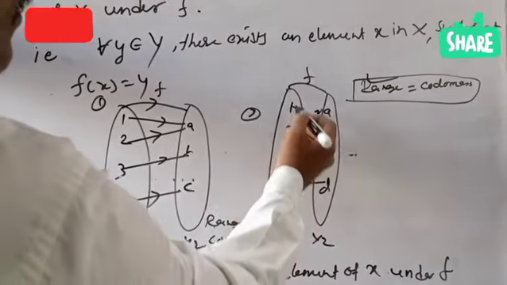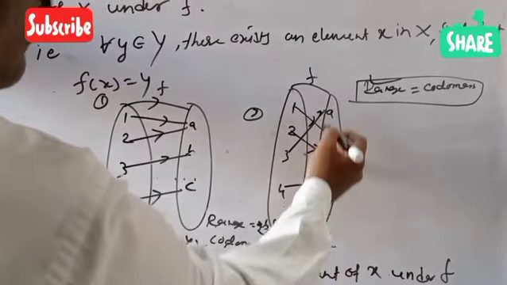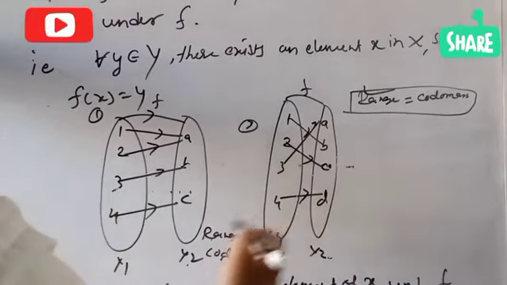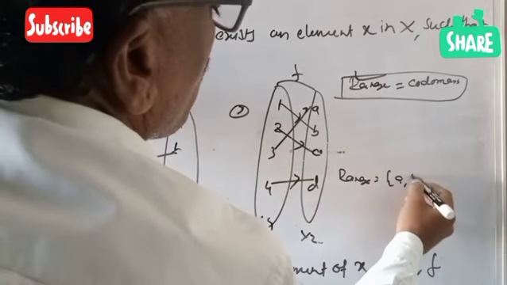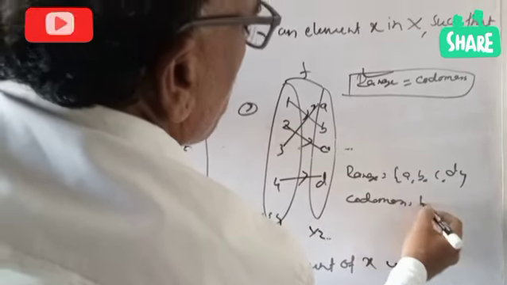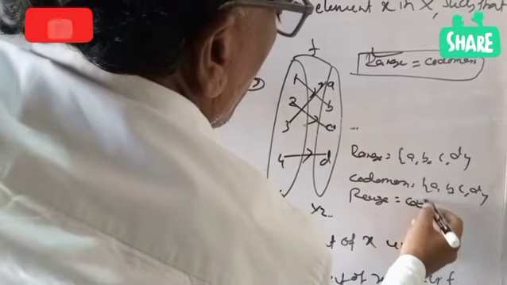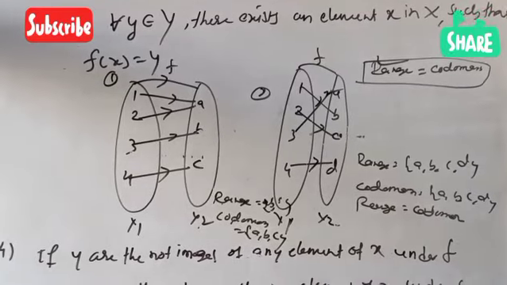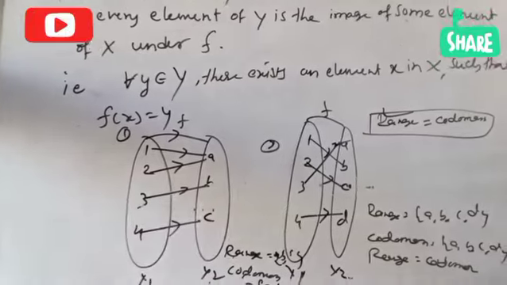And the second example: here X has 1, 2, 3, 4 and Y has A, B, C, D. So all the images A, B, C, D have pre-images in X. Therefore, here also the range is equal to ABCD and the codomain is also equal to ABCD. Therefore, the range is equal to the codomain of the function. Hence, this function is also an example of an onto function. If the range of f is equal to the codomain, then the function is called an onto function.